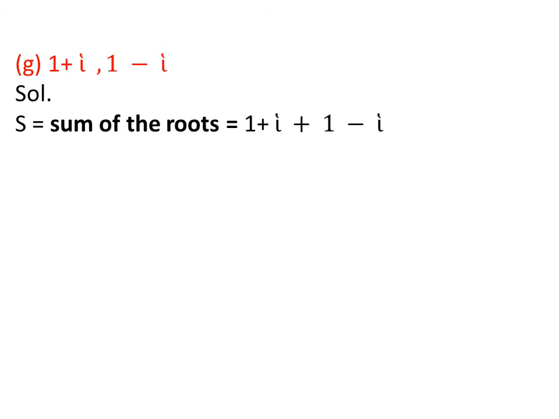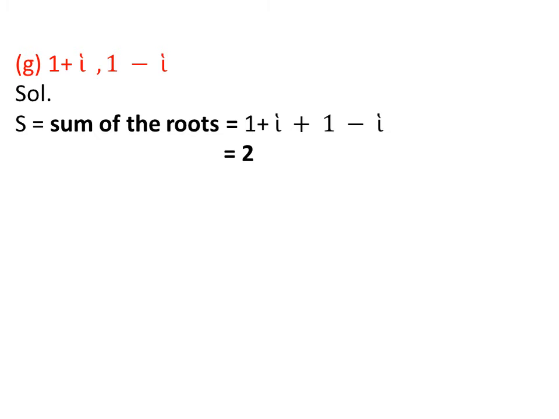In the next question, two roots are given which are 1 plus iota and 1 minus iota. First of all, we have to find the sum of these roots. For this we will write s equal to sum of the roots, which is equal to 1 plus iota plus 1 minus iota. By solving these terms we get the number 2, because iota is cancelled with iota and 1 plus 1 equal to 2.